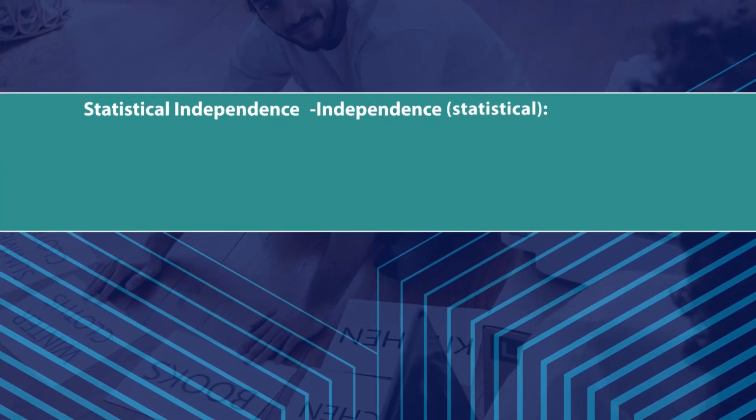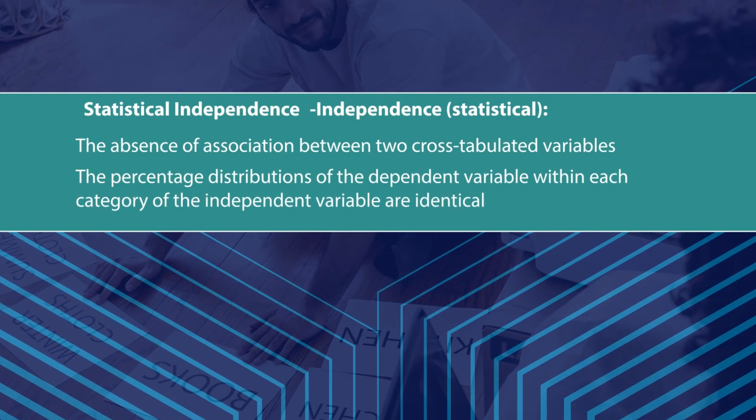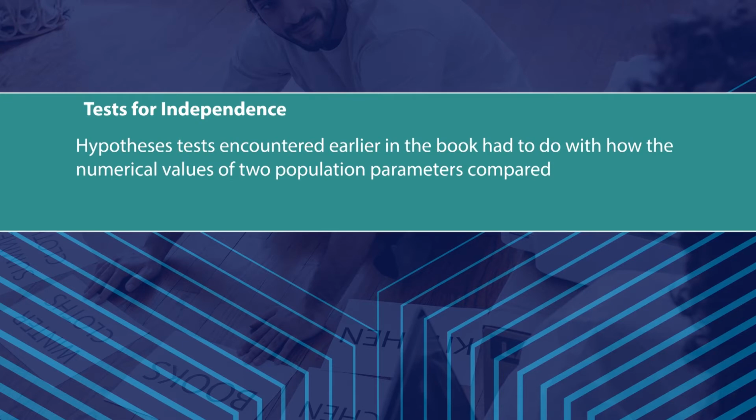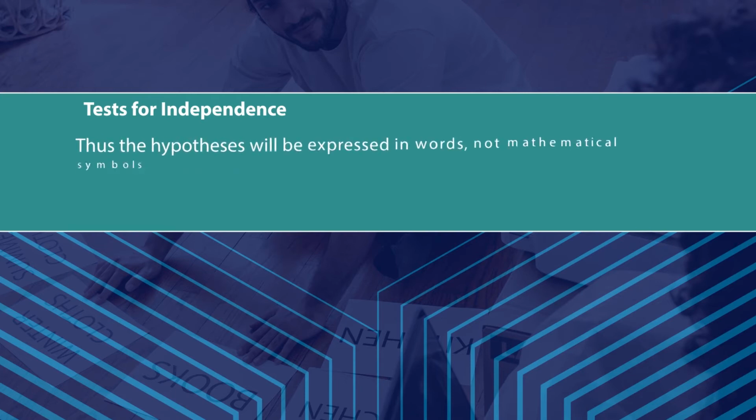Statistical independence is the absence of association between two cross-tabulated variables. The percentage distributions of the dependent variable within each category of the independent variable are identical. Hypothesis tests encountered earlier in the book have to do with how the numerical values of two population parameters compare. In this subsection we will investigate hypotheses that have to do with whether or not two random variables take their values independently, or whether the values of one have a relation to the values of the other. Thus the hypotheses will be expressed in words, not mathematical symbols.